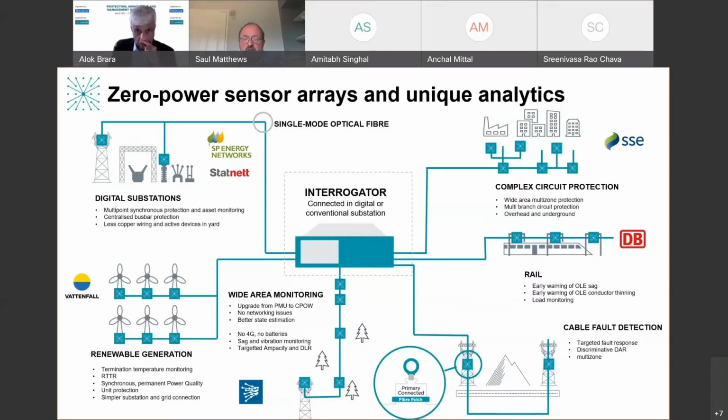So while there isn't a fault, what we're doing is looking at those systems and looking at, say, renewable generation. We're looking at RTTR, so real-time thermal ratings. We're looking at termination temperature monitoring on cables, which is often a failure point, which is difficult to instrument today cost effectively because of the distances, the lack of space and the lack of power supplies and networks. It's also being used to understand better how power quality and harmonics affect cables.